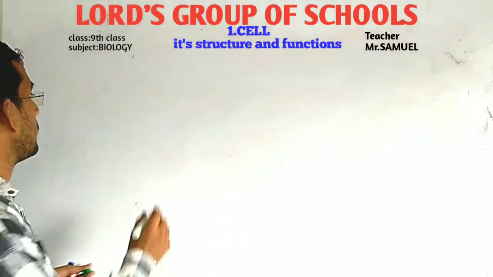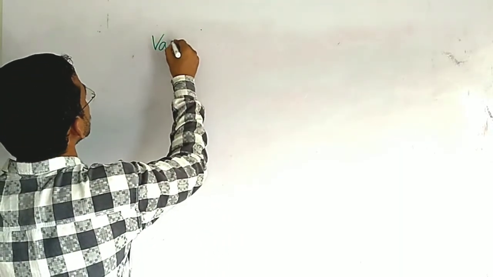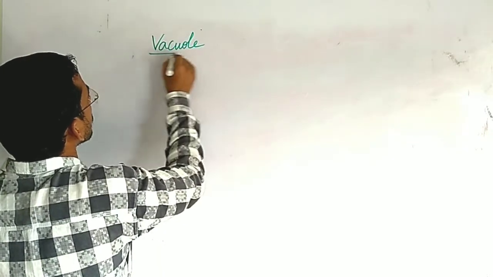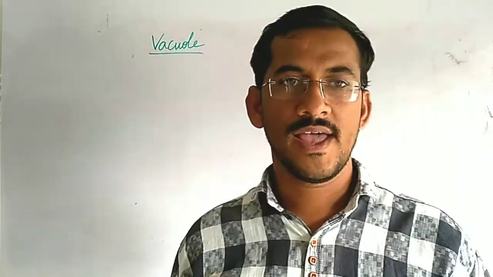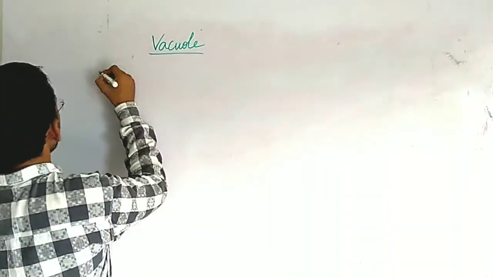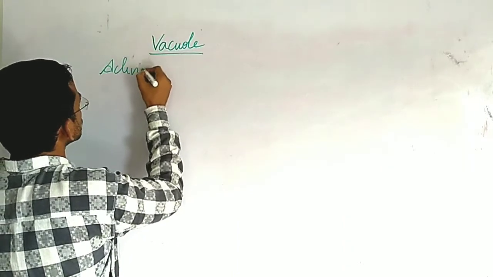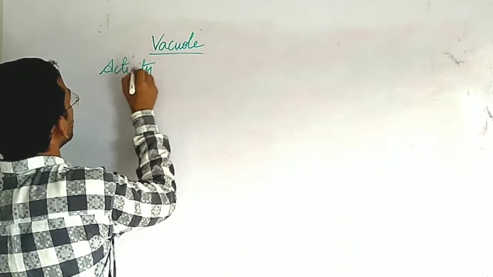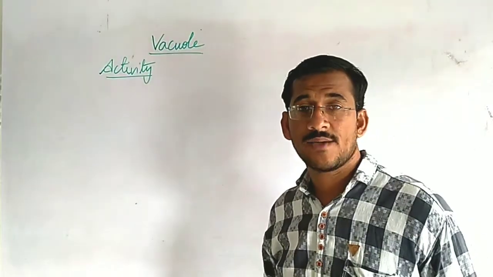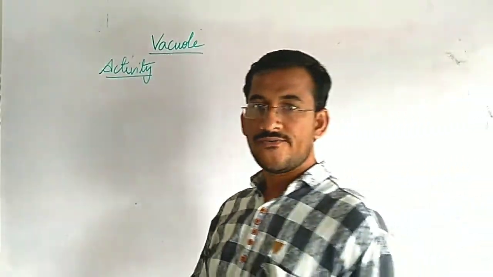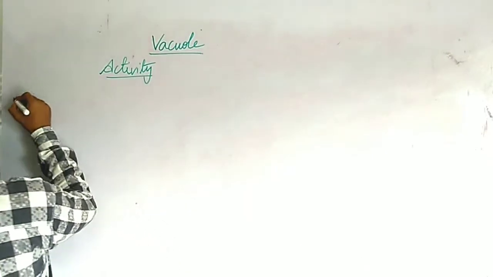Now let us learn about vacuole. So before seeing the structure of vacuole and more details about vacuole, let us see one activity first. Let us conduct one small activity on vacuole. So what is the aim of this activity? To observe vacuoles.